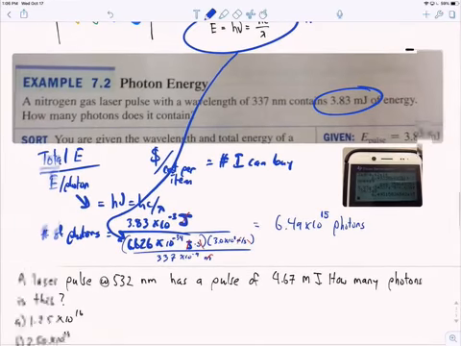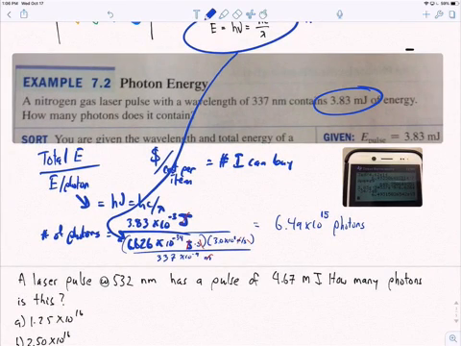Either way. All right, so recap. We're given an energy and the wavelength. We don't know how many photons. So we take the total energy, the millijoules, which is given to us, and divide it by the energy per photon. The energy per photon is h nu or hc over lambda, and we get 6.5 times 10 to the 15 photons.